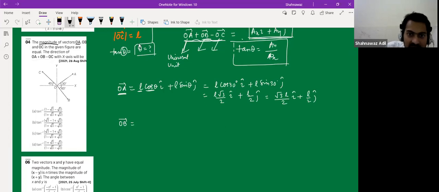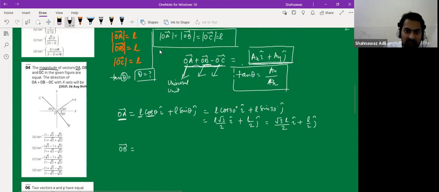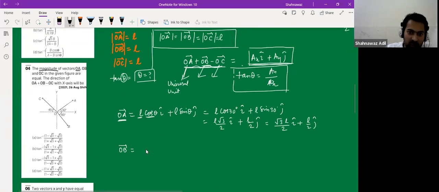Magnitude is again L, right? So what would be the X component of, right? So let's say this is, yes, sir.